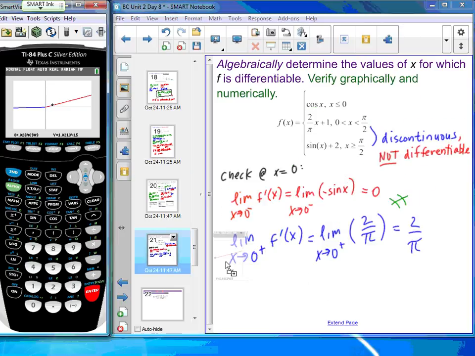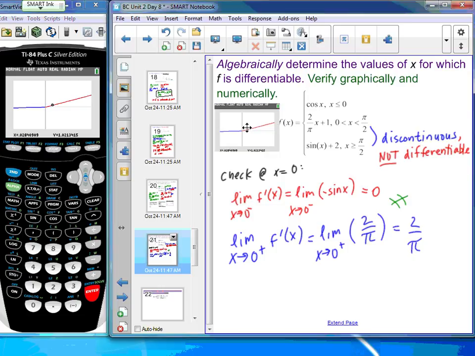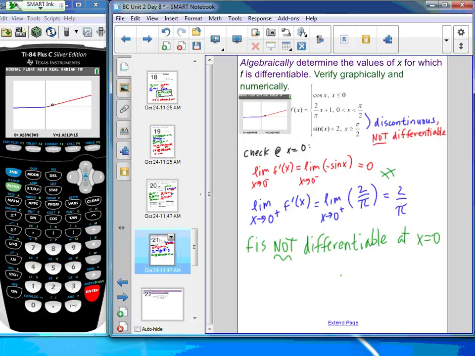I like math. So we need to probably put a statement here. So what have we found? F is not differentiable at x equals 0, and a reason? Because the left-hand slope, that is the limit as x approaches 0 from the left of f prime of x, does not equal the right-hand slope. That is the limit of f prime of x as x approaches 0 from the right-hand side.